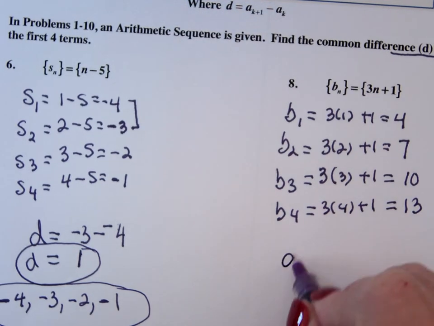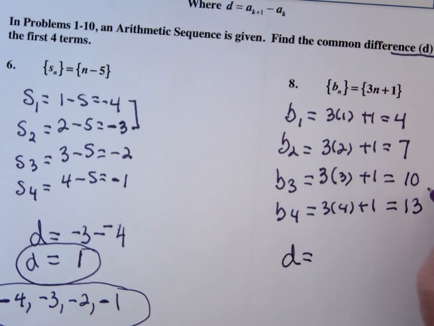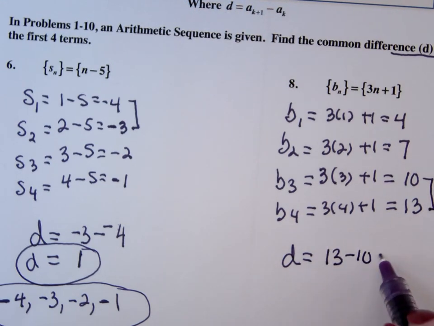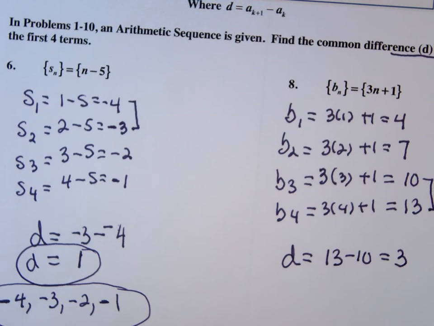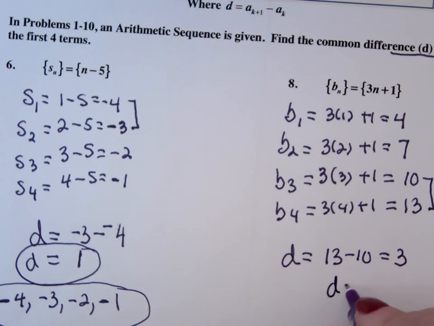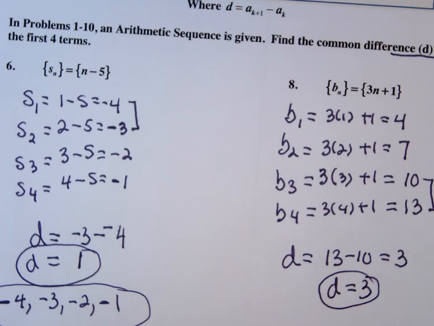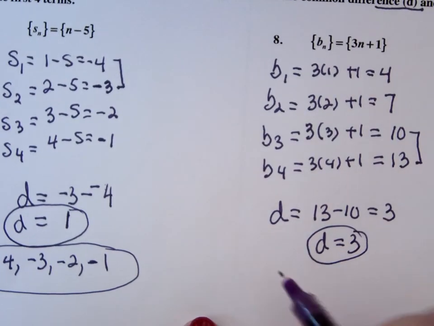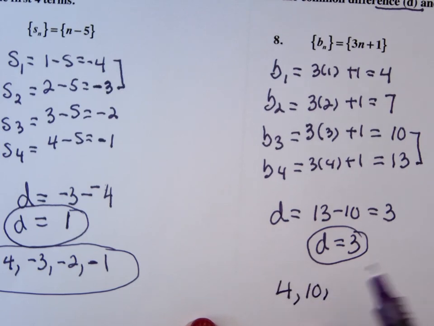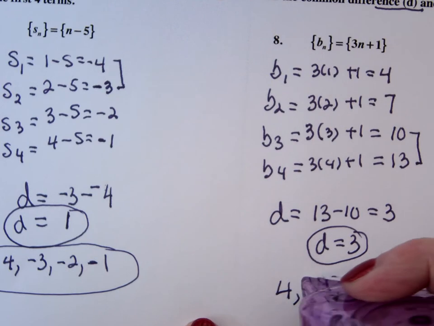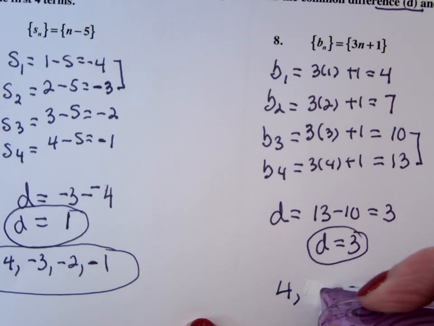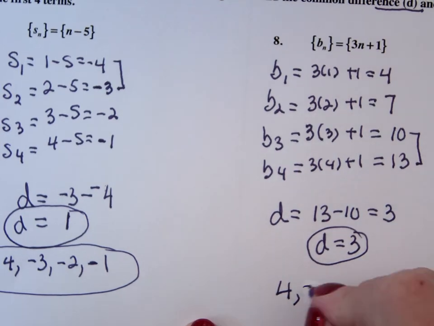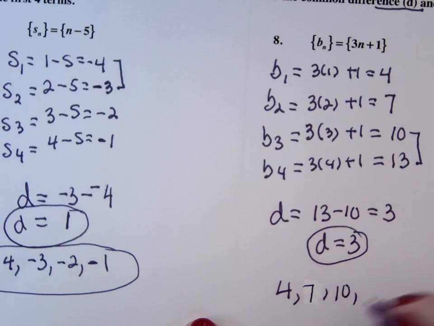So D would be, now I'm going to pick the last two. 13 minus 10, which is 3. So that's A sub k plus 1 minus A sub k. And the first 4 terms are 4, 7, 10, and 13.